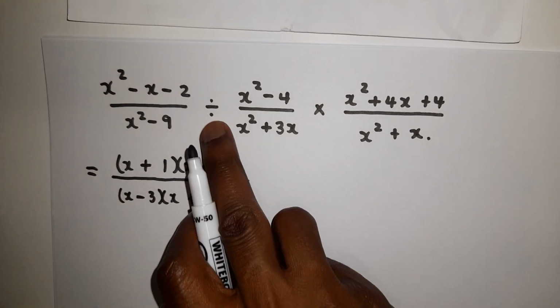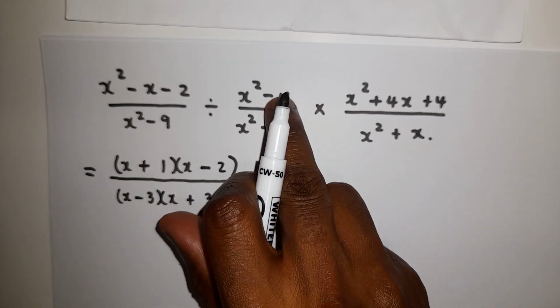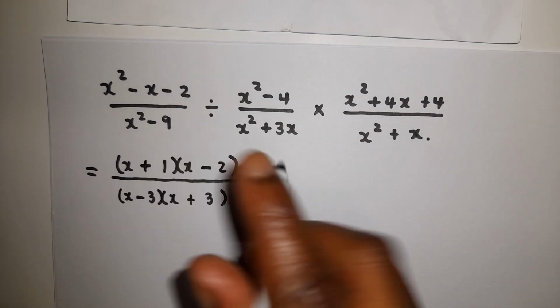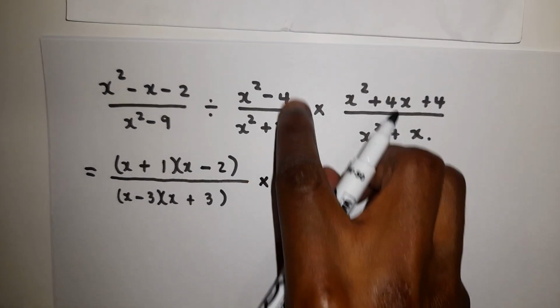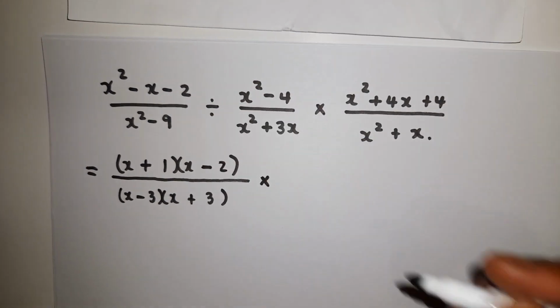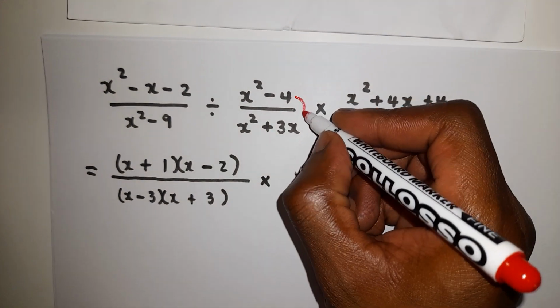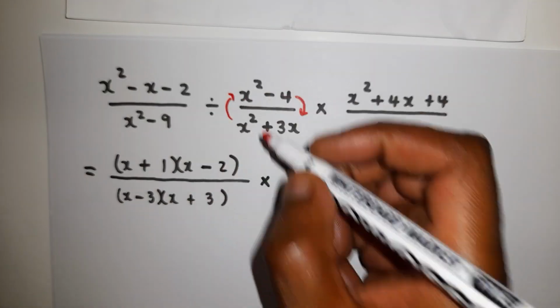Now, grade 10s, whenever you have a fraction divided by another fraction, you keep the first fraction as it is, which is this one. Change this division to multiplication, but take the reciprocal of this one. So it means numerator becomes denominator and denominator becomes numerator. This goes down, this goes up.